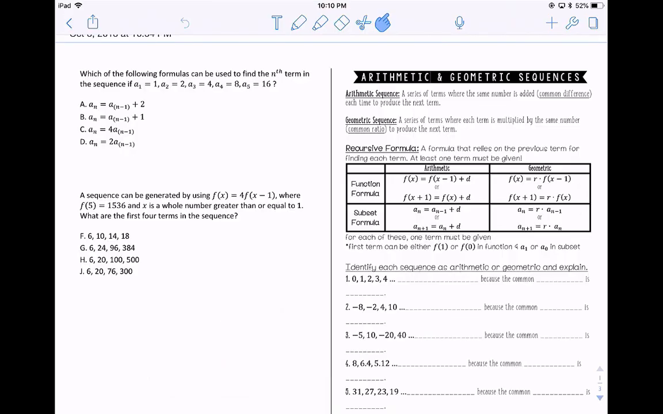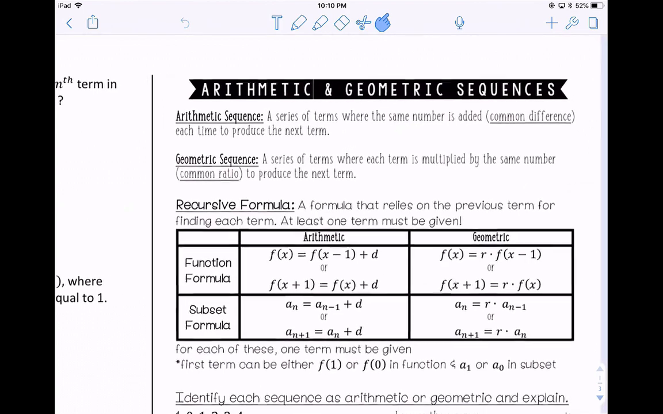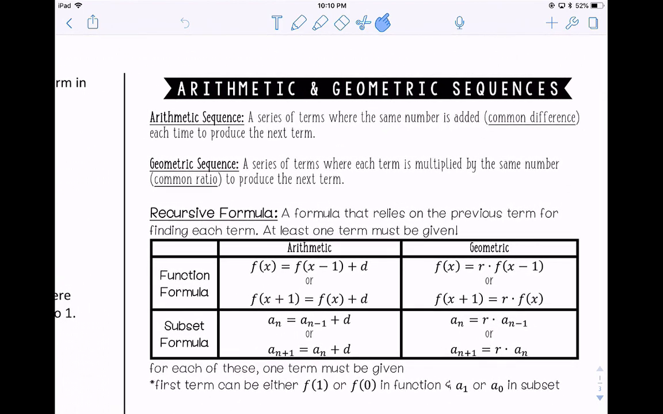Okay, so these notes are going to be on sequences. There are two types of sequence. The first is going to be an arithmetic sequence. An arithmetic sequence is a series of terms where the same number is added over and over again to get the next term. We call that a common difference.